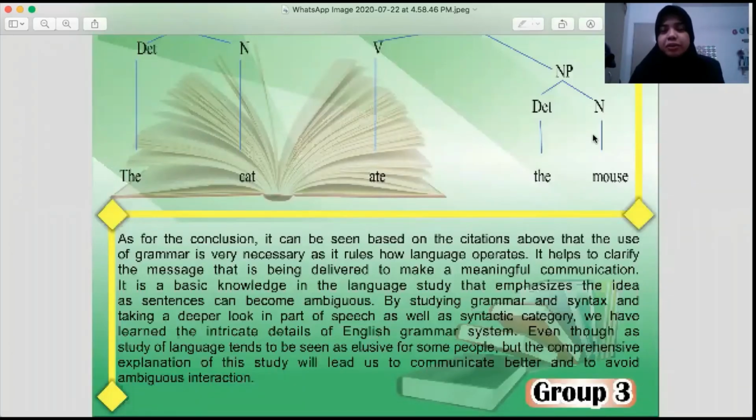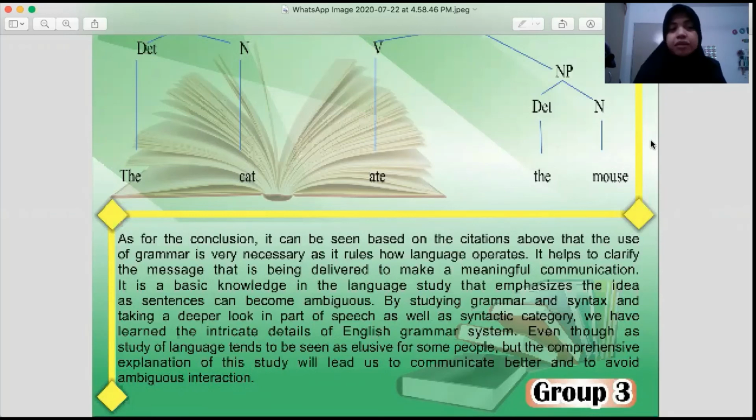Assalamualaikum warahmatullahi wabarakatuh. My name is Syamila, and I will be explaining the conclusion part. As my partners have explained the definition of grammar and syntax, the meaning, as well as the example, now I will conclude all of them. It can be seen based on the citation above that the use of grammar is very necessary as it rules how language operates.